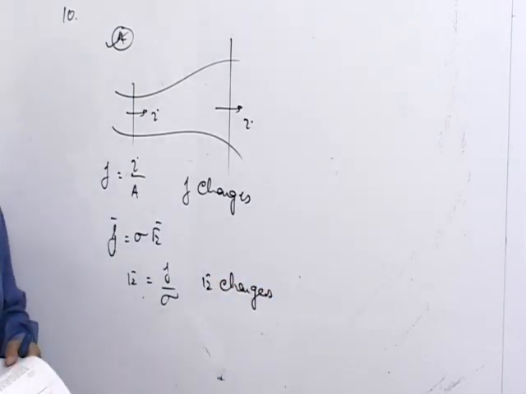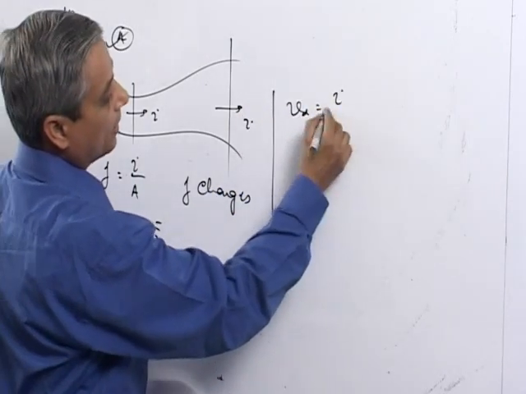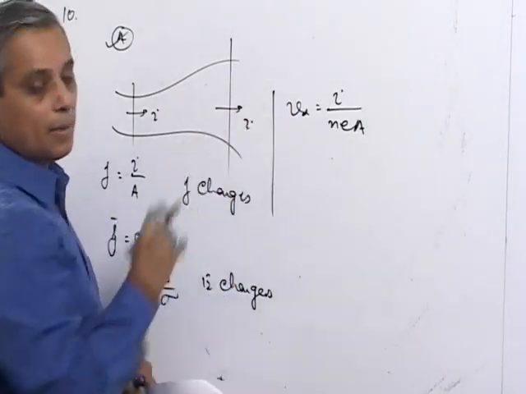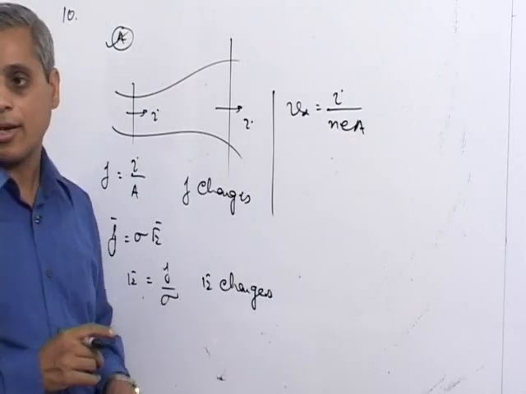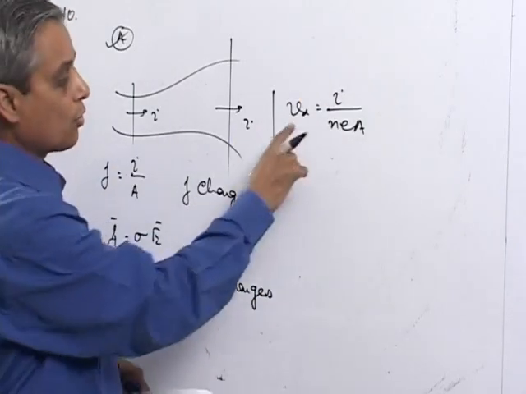And finally D, the drift velocity. Drift velocity Vd is I upon nAe. I is the same everywhere. n is a material-dependent constant, that is the free electron density. e is a universal constant, that is the electronic charge. The area of cross section changes, I remains constant, so Vd also changes.